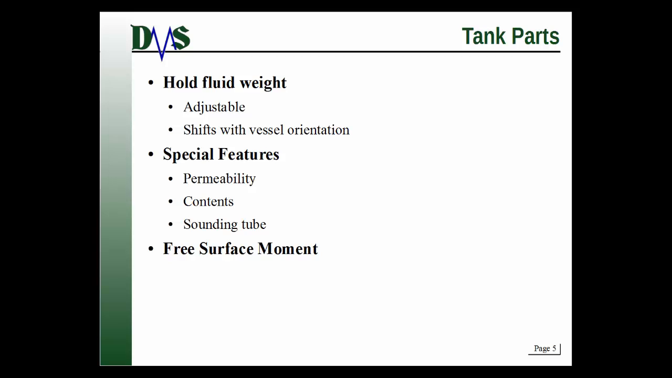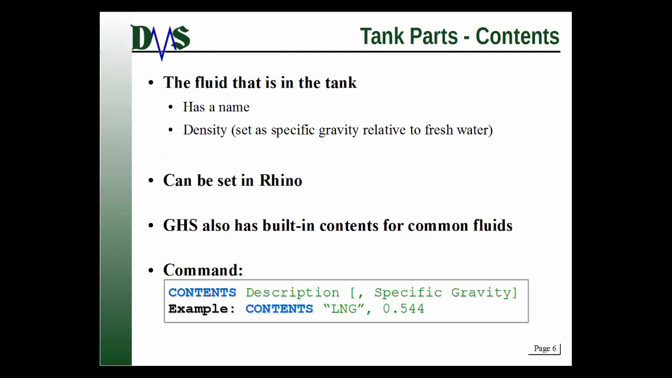There are several ways to calculate free surface moment, and we'll talk about that in a couple slides. But first, I want to talk a little bit more about the contents of a tank. There are two important parts to a content in a tank. First off, the fluid has a name to describe what kind of thing it is. This is very convenient for you. And then the second thing is that the fluid has a density.